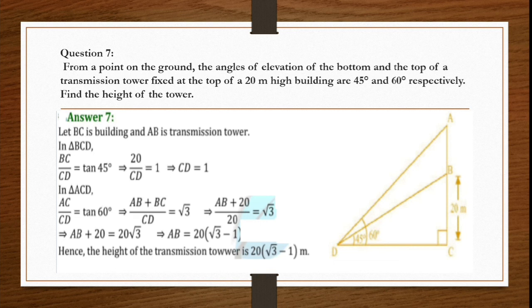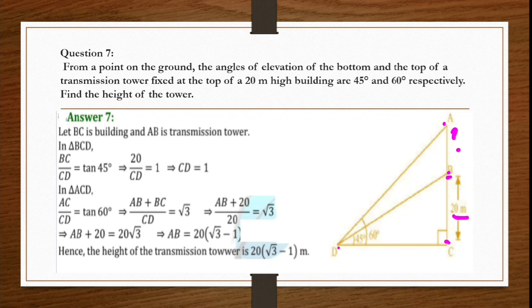Now next question. From a point on the ground, the angle of elevation of the bottom and top of a transmission tower fixed at the top of a 20 meter height building is 45 degree and 60 degree respectively. Find the height of the tower. So look here, suppose this BC is the building, the height of the building is given as 20 meter and this AB is the tower. You have to find the value of this AB.